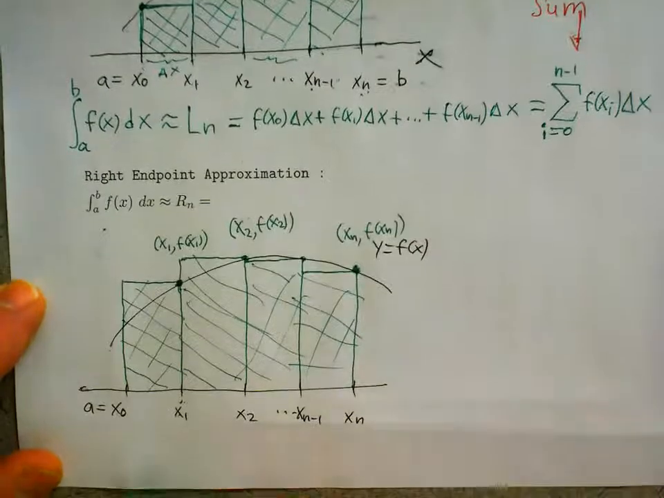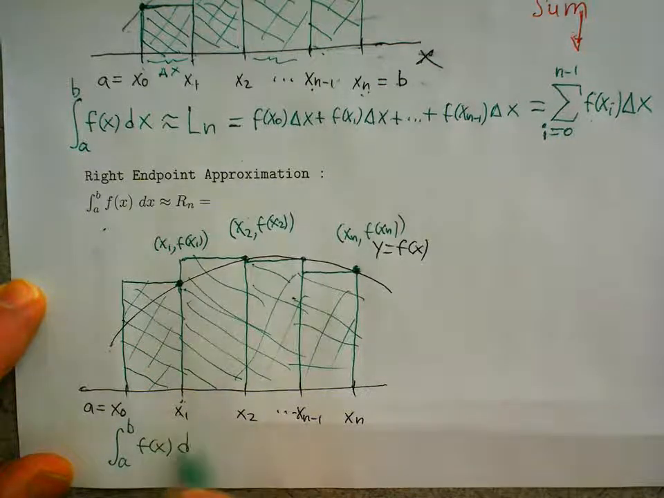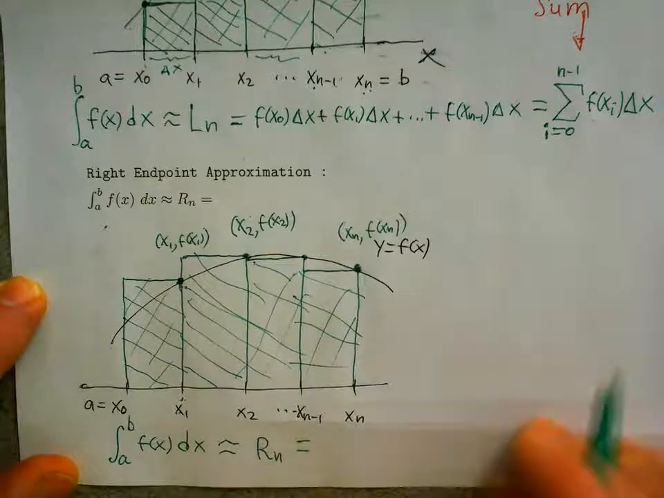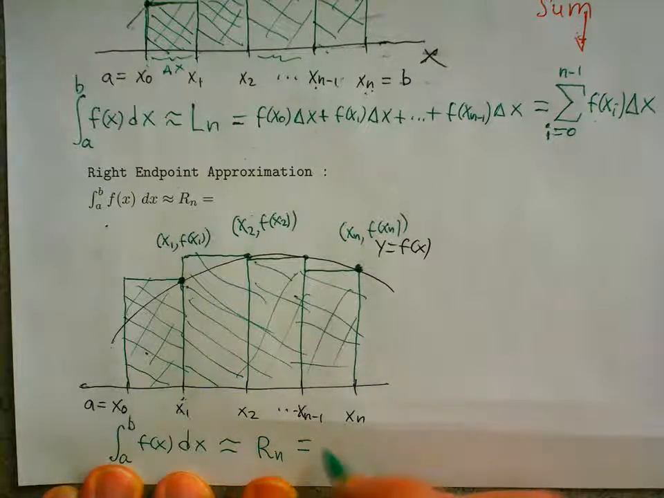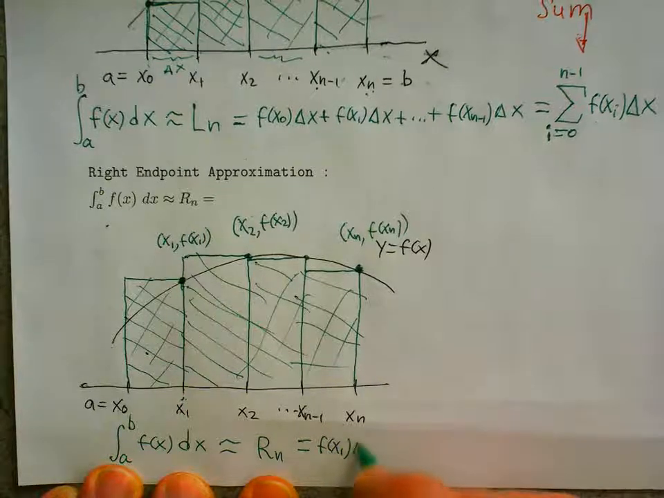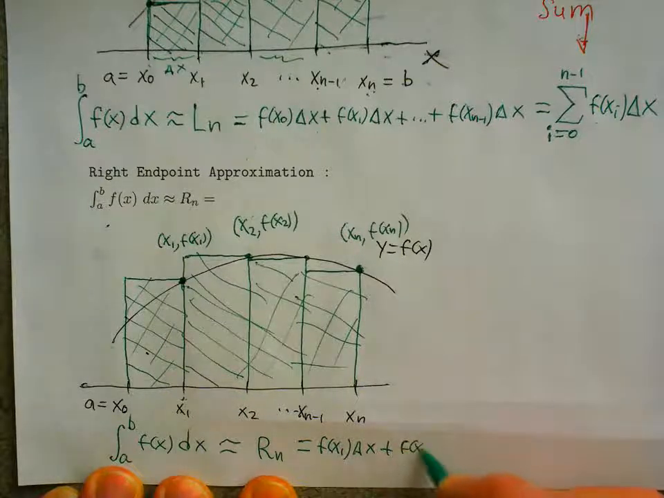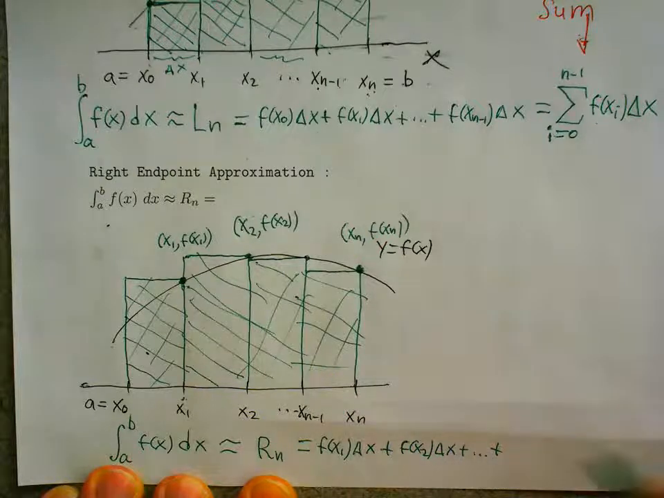All right, so the definite integral of f of x from a to b, this time the right endpoint approximation, R sub n. The first term, the area of the first rectangle, f of x sub 1 times delta x. The area of the second rectangle, f of x sub 2 times delta x. And so on. The area of the nth rectangle, f of x sub n times delta x.